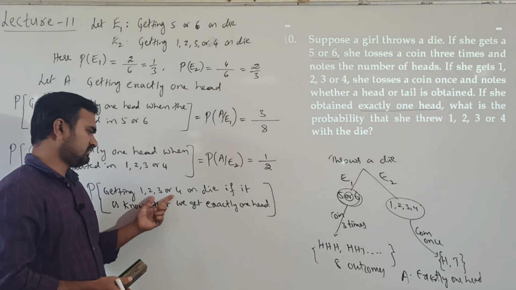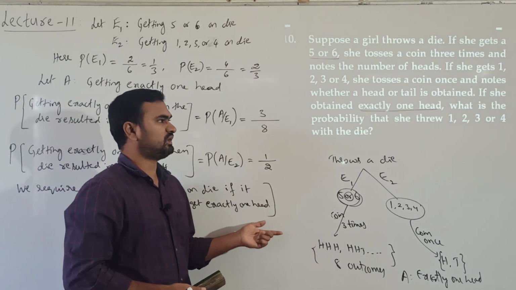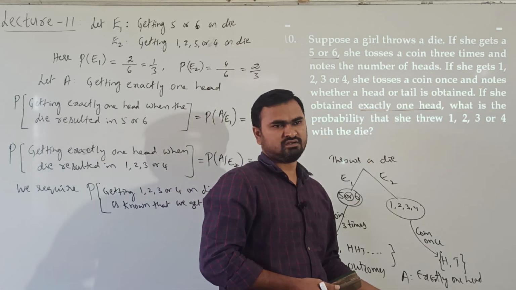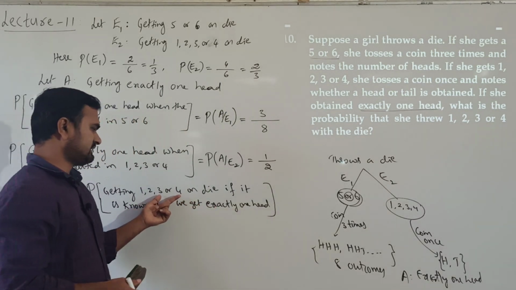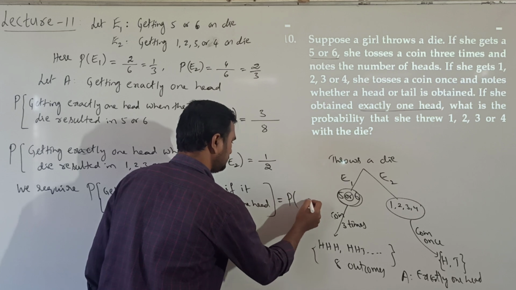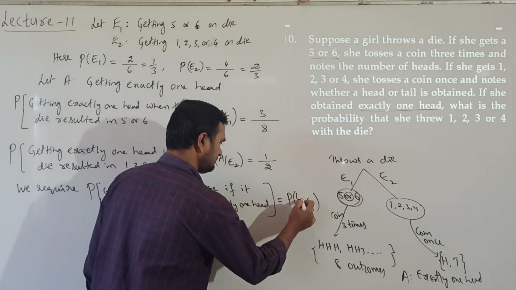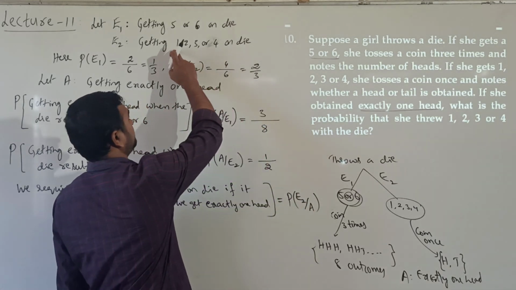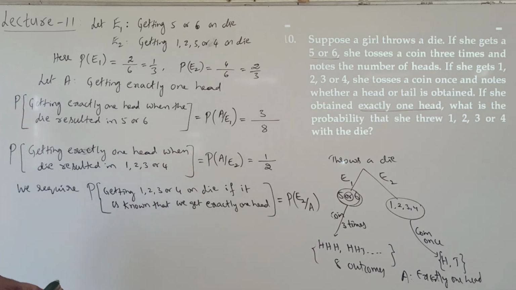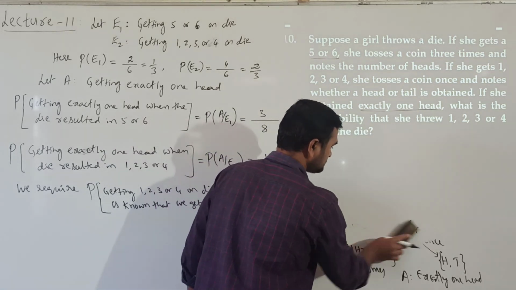Probability of getting 1, 2, 3 or 4 on the die if it is known that we got exactly one head. So, she obtained exactly one head already. This is the event that has already occurred. Now, what is the chance that the die resulted in 1, 2, 3 or 4? What is the notation I can write? P of A has already occurred. Now, what is the chance that it occurred in E2, that is getting 1, 2, 3, 4 on the die? So, we need P of E2 given A. So, how can you write P of E2 given A? By using Bayes theorem.